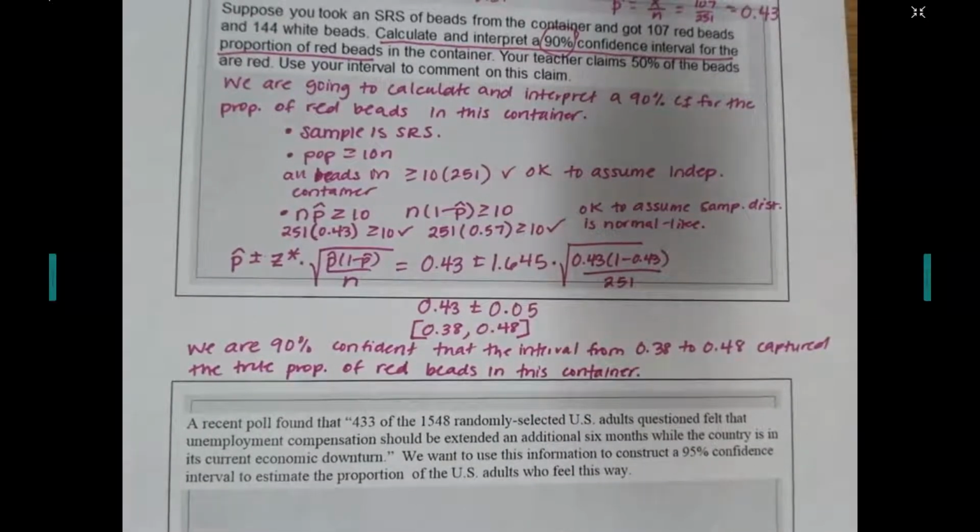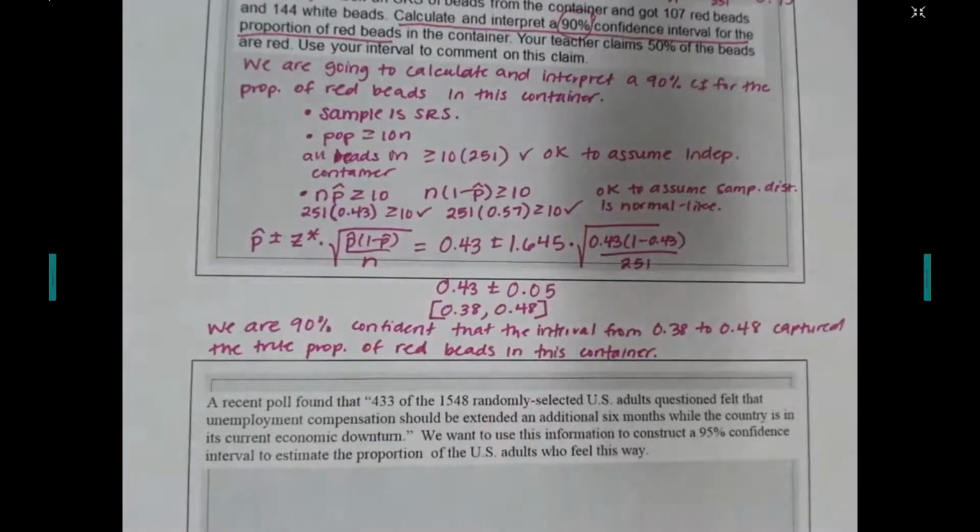Okay? So this is what needs to be shown as your work. It's a lot of work. It takes up a lot of room. But luckily, there aren't too many of these on the exam. The other good thing is they follow the same steps every single time. You start with your introduction, a restatement of what's going on. You check your conditions, same conditions every time if it's proportions. Show your formula, show your plug-in, find the interval, and then your conclusion in context.